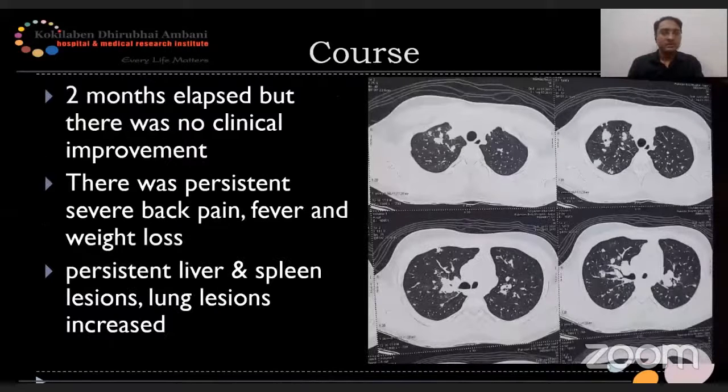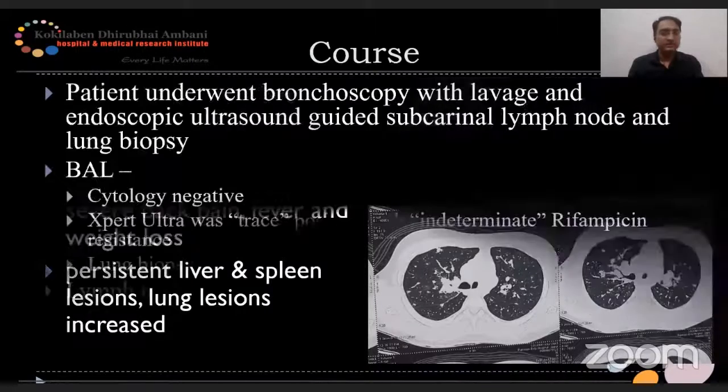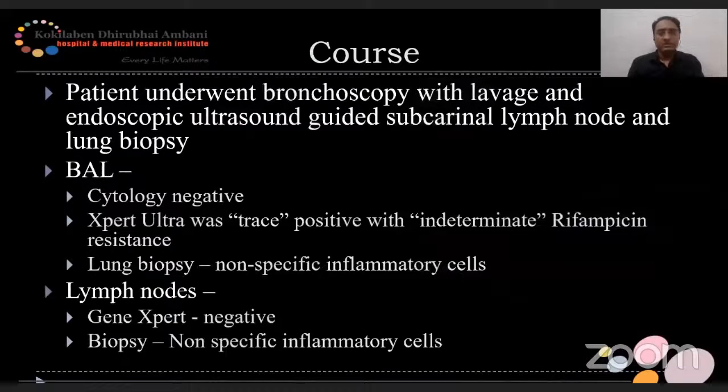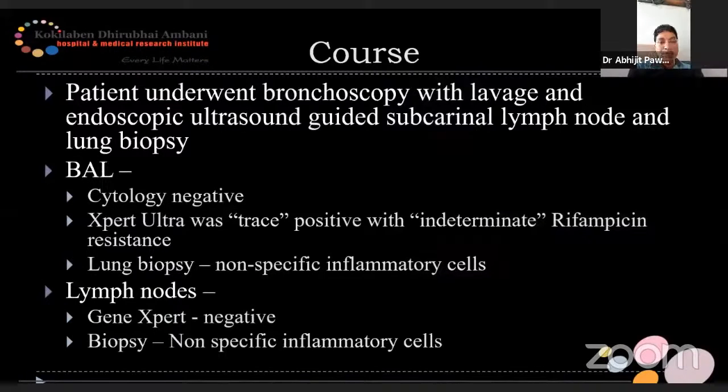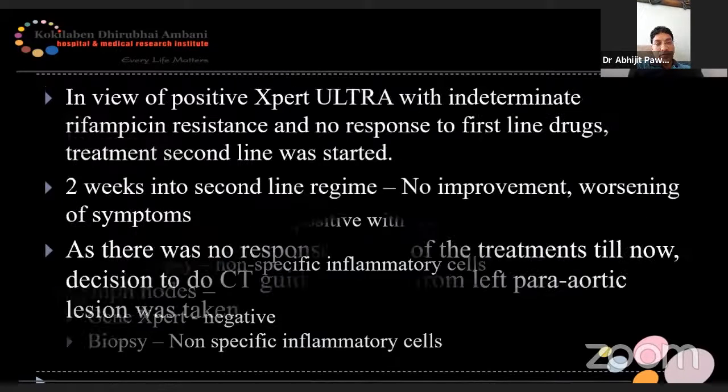Two months elapsed, but there was no clinical improvement. There was persistent fever, back pain, and weight loss. Persistent liver, spleen, and lung lesions were seen. Patient underwent bronchoscopy with lavage and endoscopic ultrasound-guided subcarinal lymph node and lung biopsy. Bronchoalveolar lavage was negative for cytology. GeneXpert Ultra was trace positive with indeterminate rifampicin resistance. Lung biopsy showed non-specific inflammatory cells. Lymph node biopsy showed GeneXpert negative. Biopsy also showed non-specific inflammatory cells.